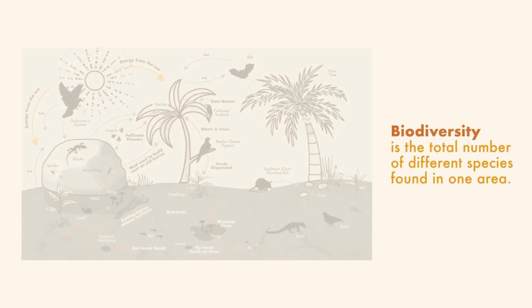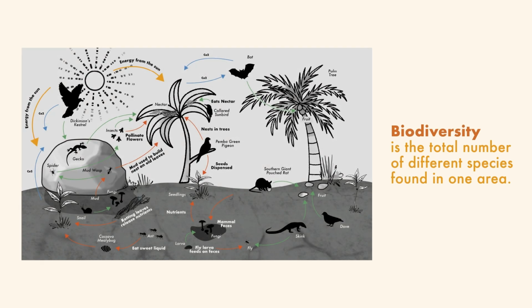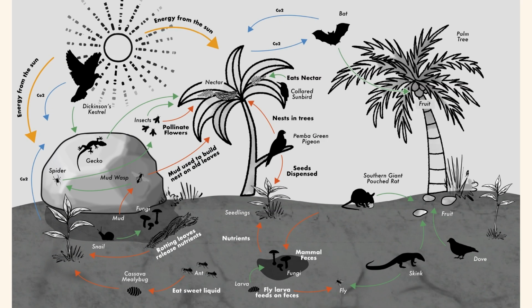Biodiversity is the total number of different species found in one area. It includes all the different types of shrubs, herbs, vegetables, trees, animals, birds, insects, and even fungi and microorganisms that are found in a place. Since different species depend on one another to live, the more species there are, the better supported each individual species is when it comes to food, shelter, protection, and other necessities of life.